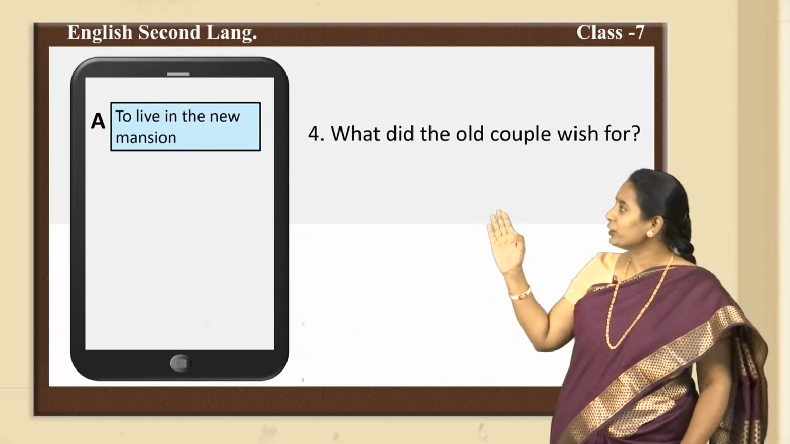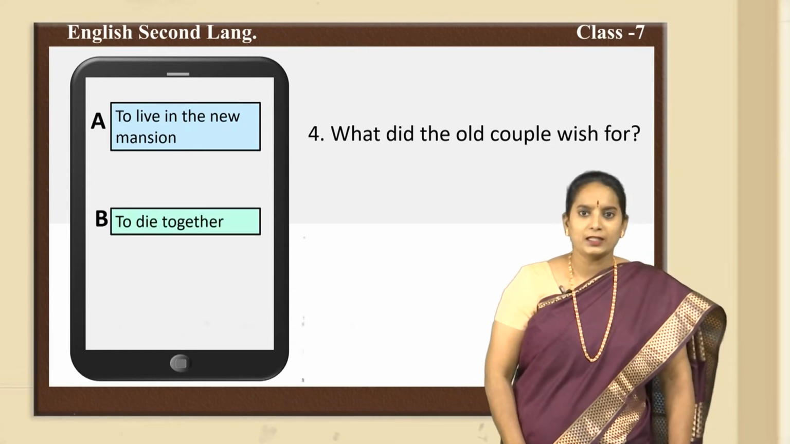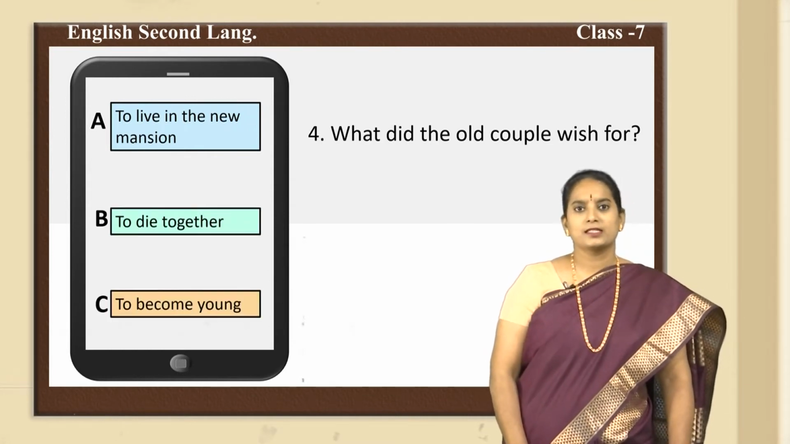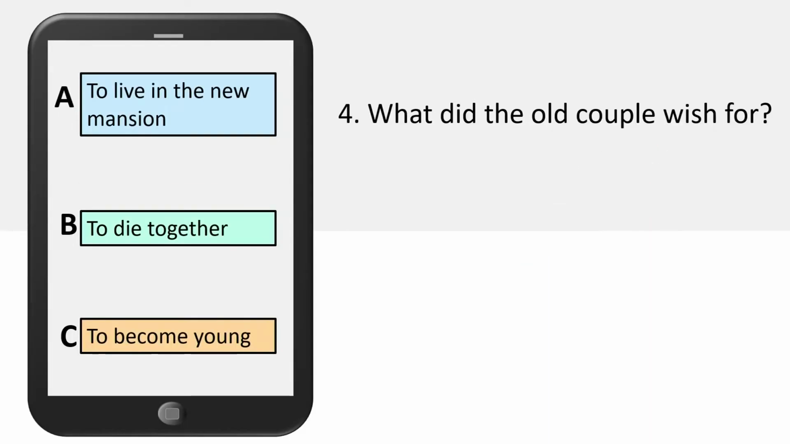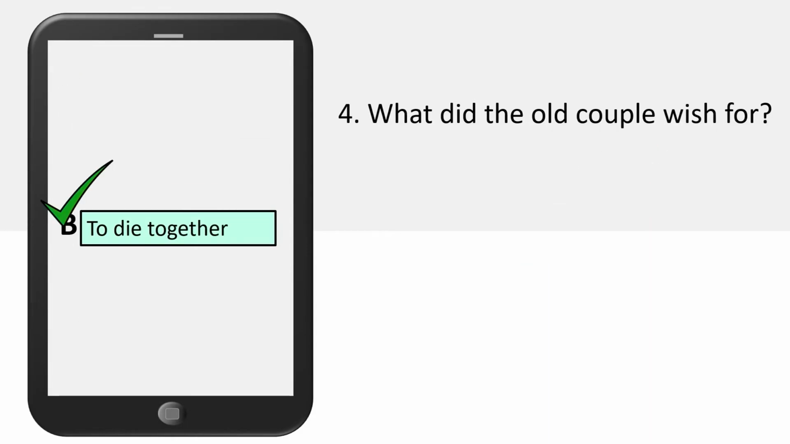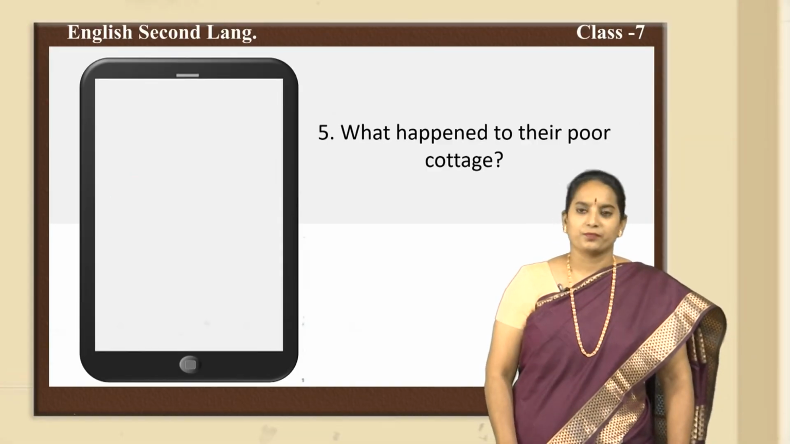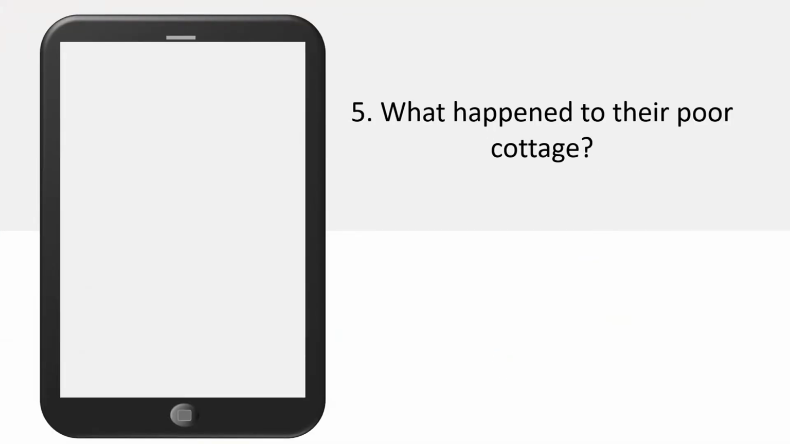A. To live in the new mansion. B. To die together. C. To become young. What's the right answer? It is to die together. Let's look at the next question. What happened to their poor cottage?